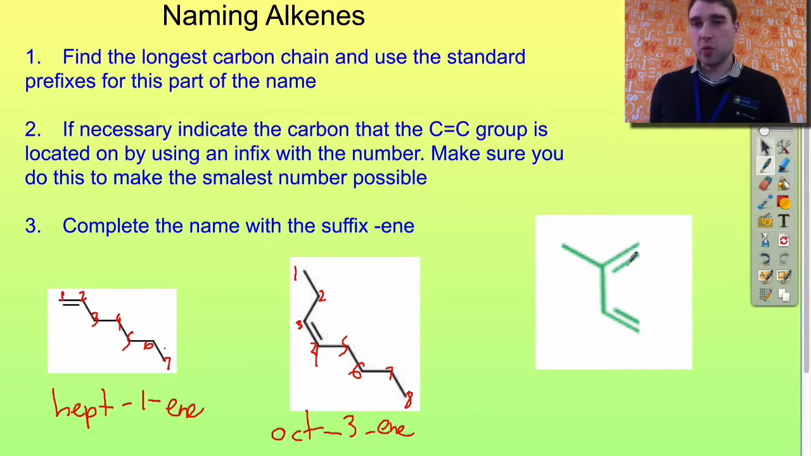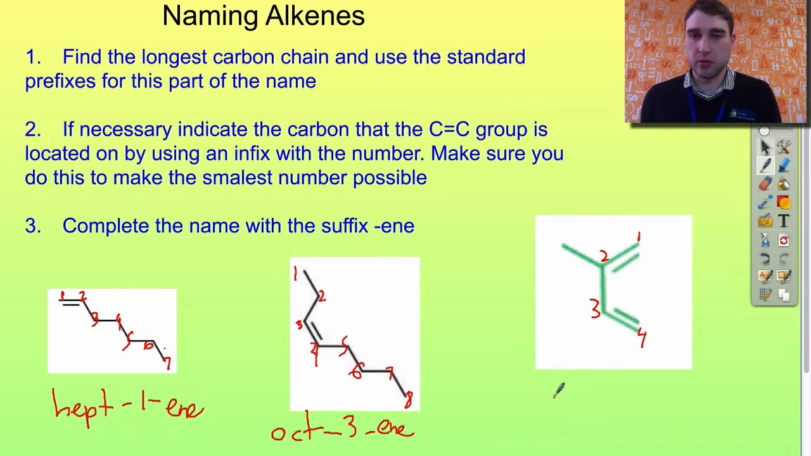You can have more than one, and in this case we've got more than one and we've got a side chain as well. So I'm going to number from here. So 1, 2, 3, 4. I numbered from here because that'll give us our lowest number for the side chain. So how many carbons longest chain? 4, so that's bute. So methyl ethyl propyl butyl.